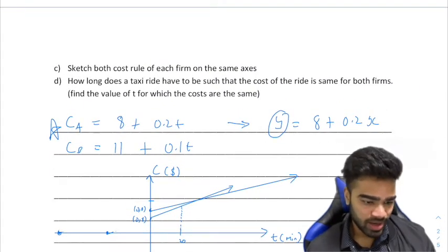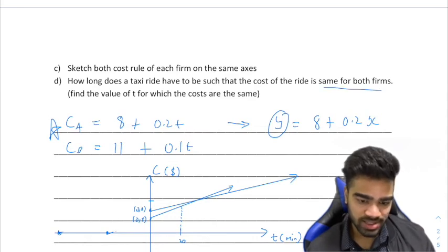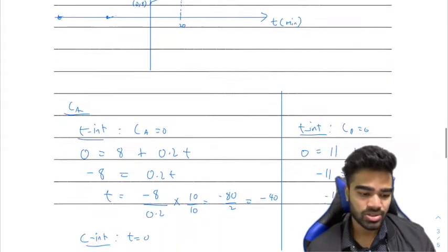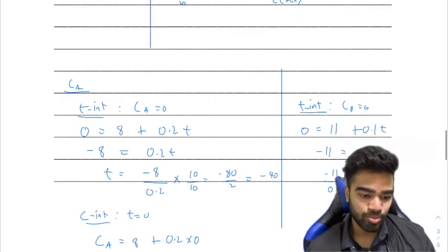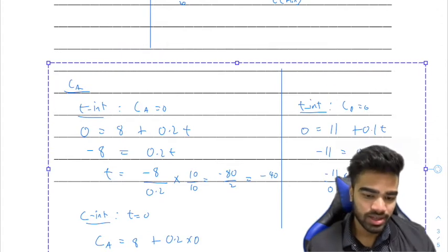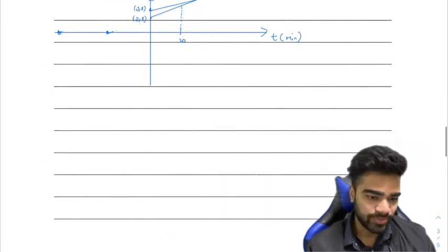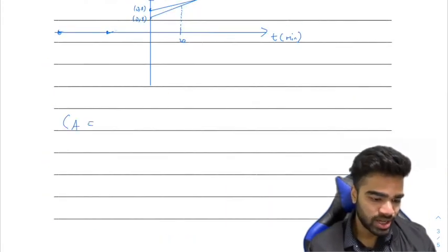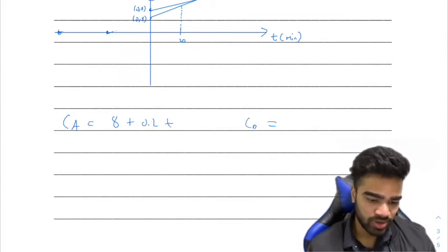All right, part D. How long does the taxi have to be such that the cost of the ride is the same for both firms? So it's saying the cost for both firms is the exact same thing. Okay, so let's do part D. So cost is going to be the same. So let's remind ourselves of the equations. Cost of firm A was 8 plus 0.2t and cost of firm B was 11 plus 0.1t.